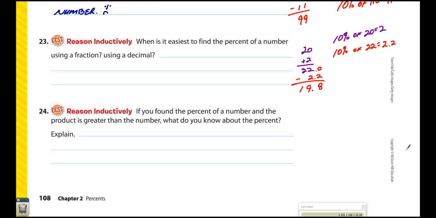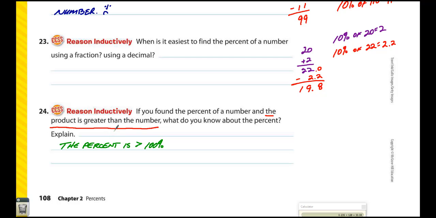All right, on to number 24. If you found the percent of a number, and the product is greater than the number, what do you know about the percent? Well, what did we say earlier? If the product is greater than the original, what we know is the percent was greater than 1 whole. So the percent is greater than 100%.